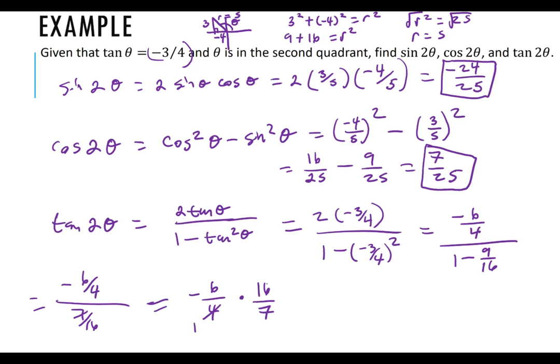4 goes into 4 once, 4 goes into 16 4 times. I don't see any more reduction. This is then negative 24/7. There we are. Also recognize that you could have gotten negative 24/7 by taking sine of 2 theta divided by cosine of 2 theta, because tangent of 2 theta is really the exact same angle measurement. And so had you preferred to use the quotient identity to verify this, you could have.